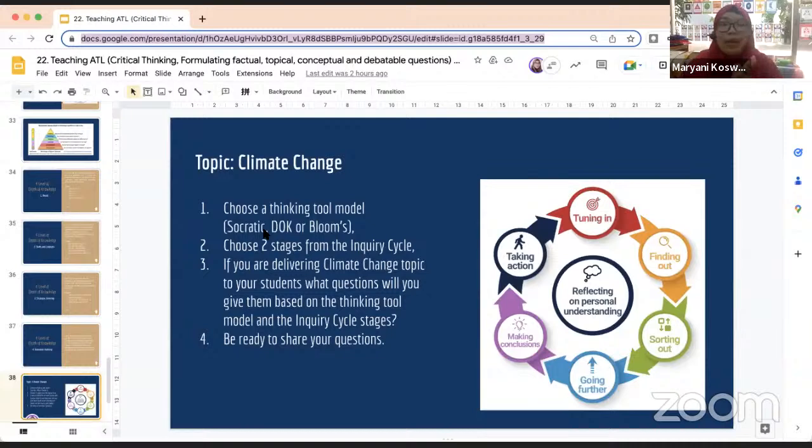Okay, so again, we have 5 minutes left. Hopefully, there is one volunteer who can share their opinion with us, so we can see in applicable ways how to implement one thinking tool model into the climate change topic.